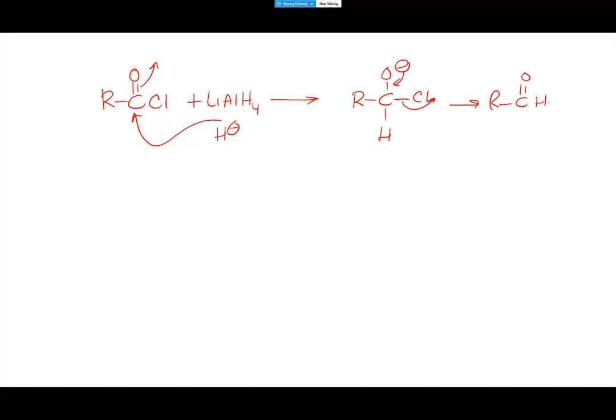So H minus number one. Do I have another H minus? Mm-hmm. And will it react with an aldehyde? Mm-hmm. So what's the second H minus going to do? Attack the carbonyl. And I'm going to end up with that. What happens next?